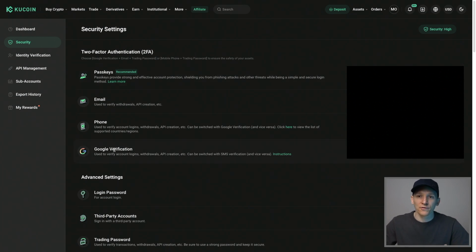You can set up Google Authenticator if you want, which is the old way of doing things. It's a 6-digit passcode. You need to put that in whenever you do something important. Passkeys is way easier and it's your biometrics. So go ahead and turn that on.